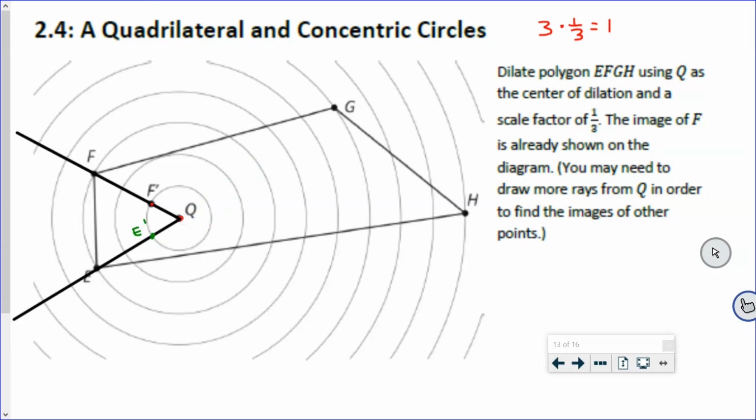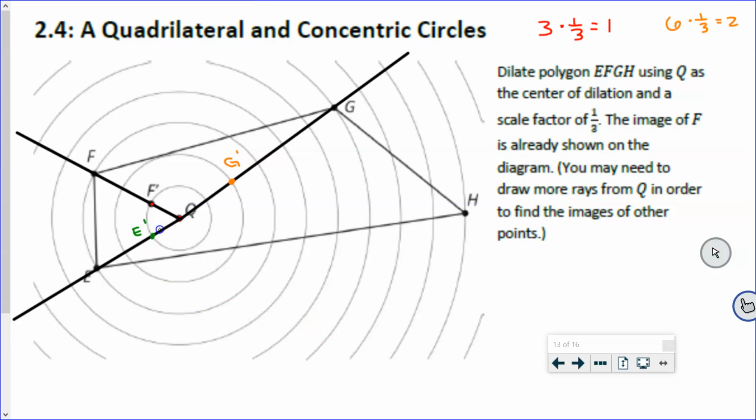Now let's look at this one. Again, I'm going to draw from Q through G. And let's count to see just how far away it is. 1, 2, 3, 4, 5, 6 away. 6 times 1/3 is equal to 2. So I'm going to go in that same direction, but just 1, 2 away, and there's G prime.